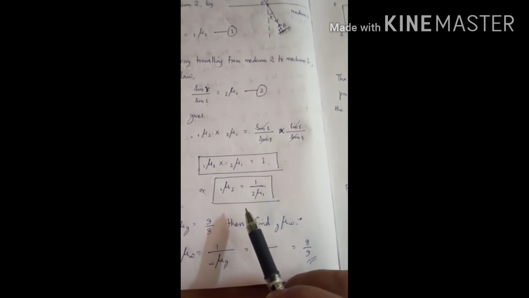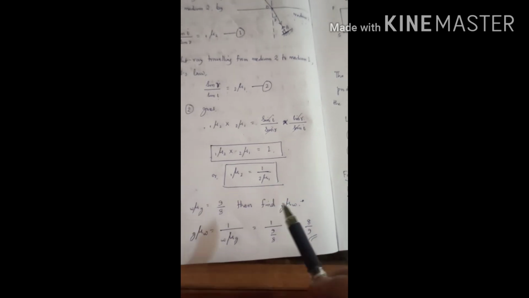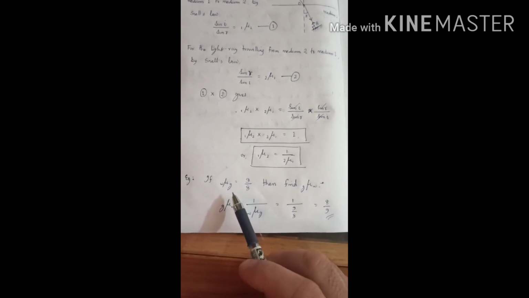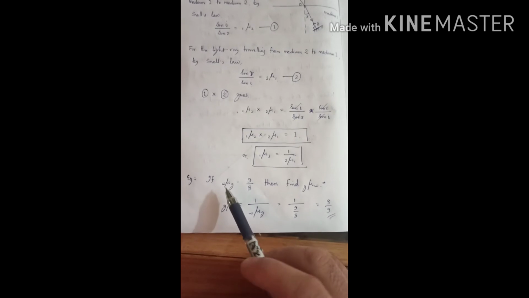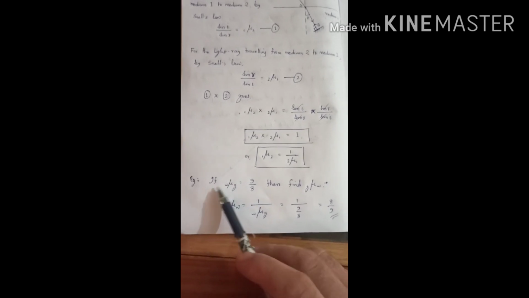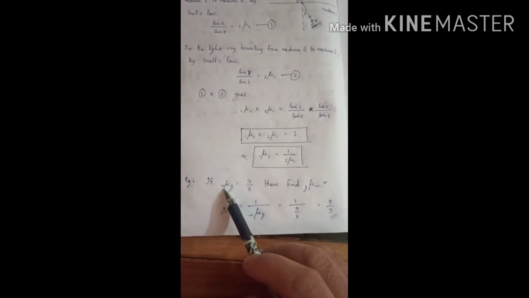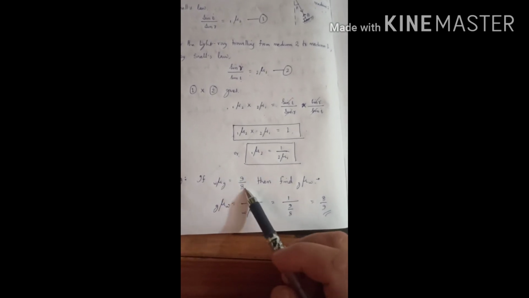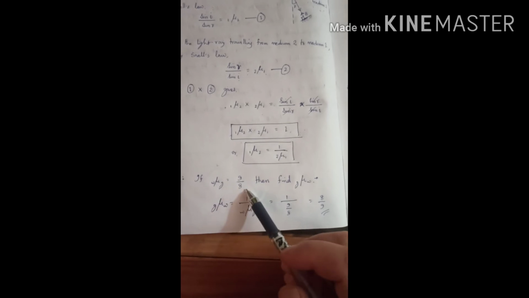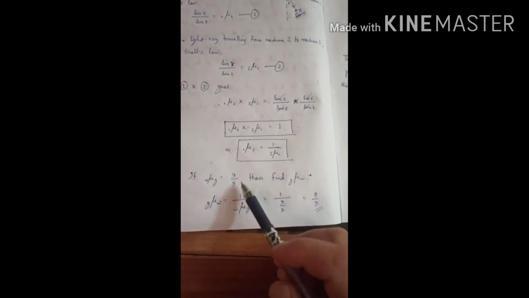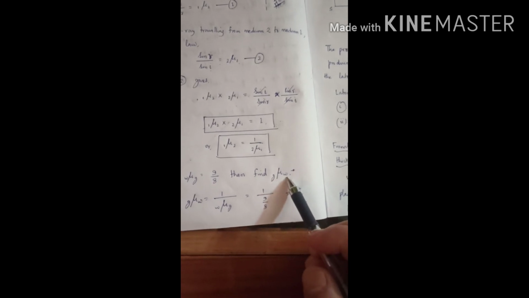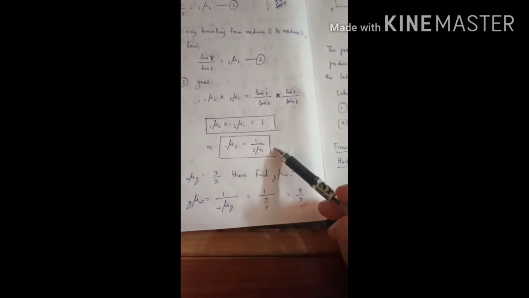This is an important result. So with the help of this result, this expression, we can find the value of refractive index like this also. Suppose, for example, we have refractive index of glass with respect to water equal to 9 by 8. We have already calculated this value. Now if you are asked to find refractive index of water with respect to glass, then how to proceed? By applying the same formula.